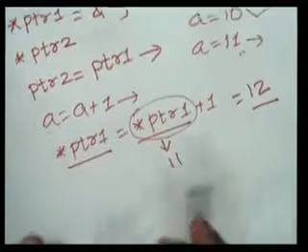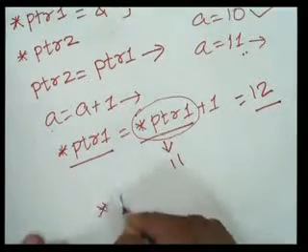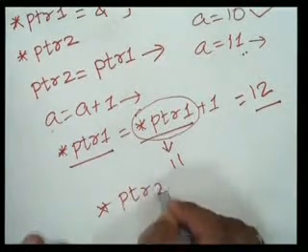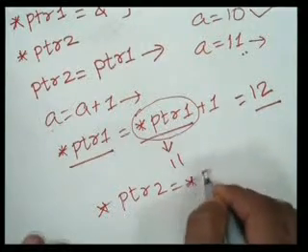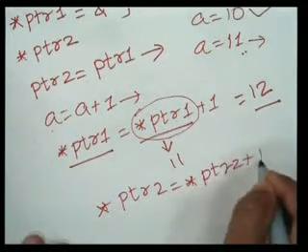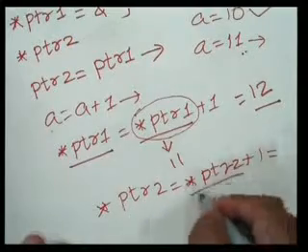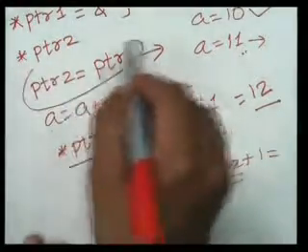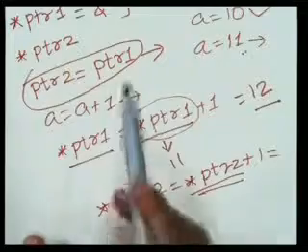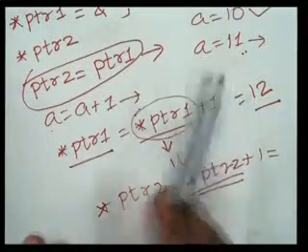After that we have star PTR2 equal to star PTR2 plus 1. So again, what is star PTR2? Because I had written this line, it has the same value of A, or the same address.